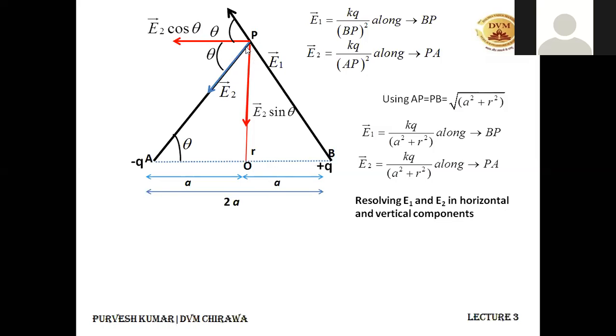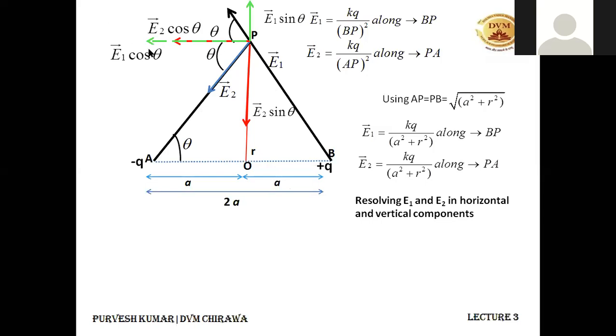Similarly, we need to resolve this E1 into two parts. One is along the vertical component and the other along the horizontal component. See this thing? I have marked it with a green line. So it is the vertical component. The vertical component is opposite to the angle, and that's why this vertical component will be E1 sine theta, and there is a horizontal component over here, that is E1 cos theta.